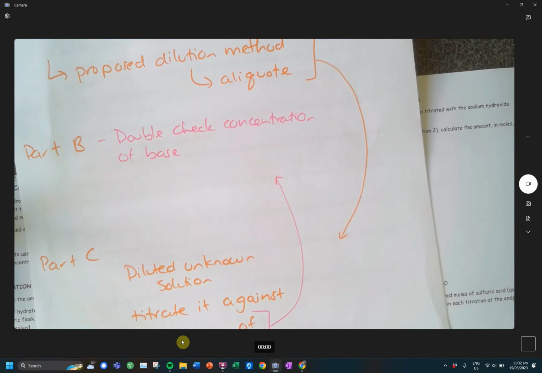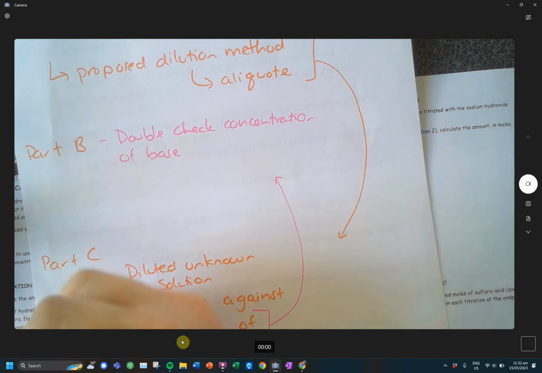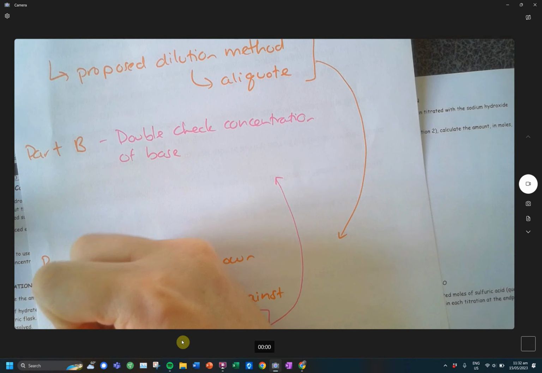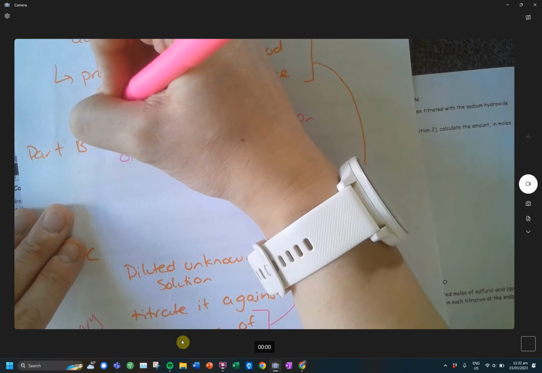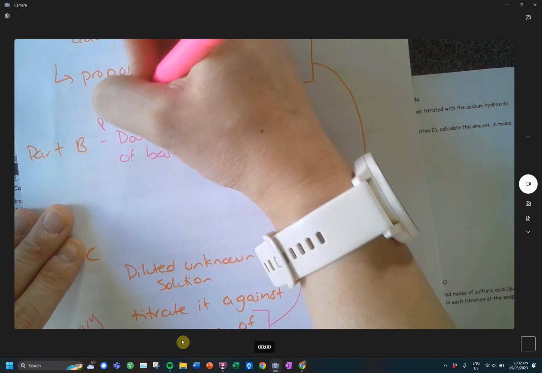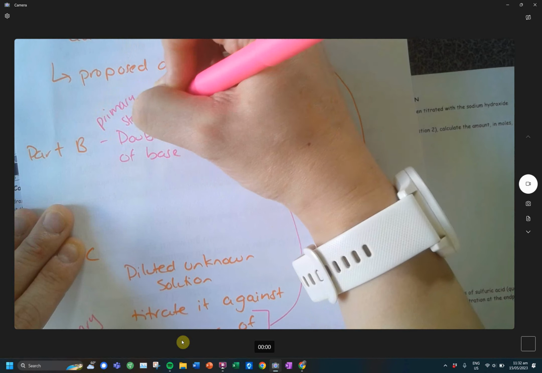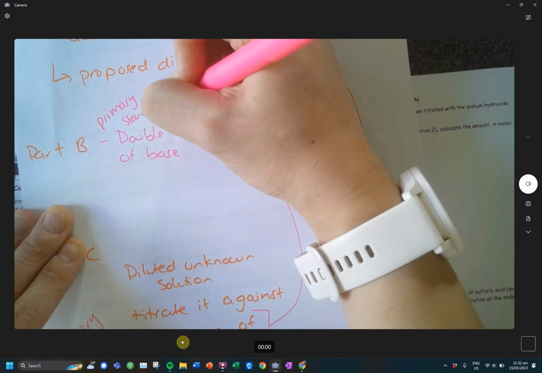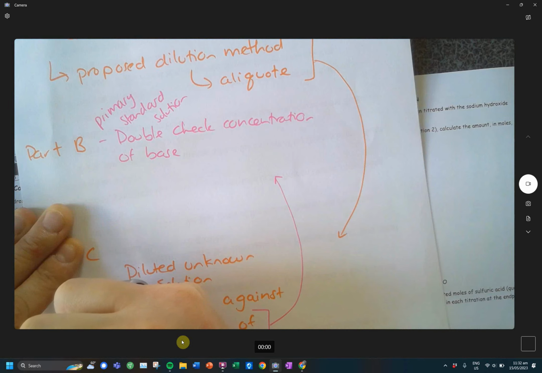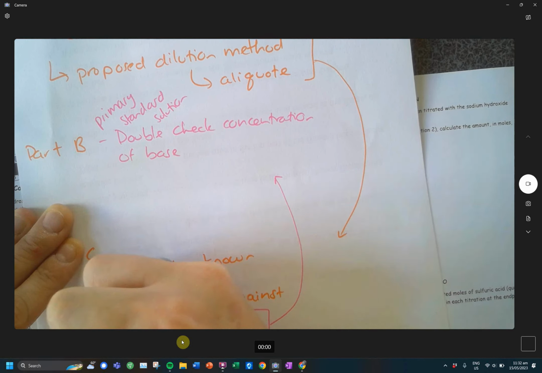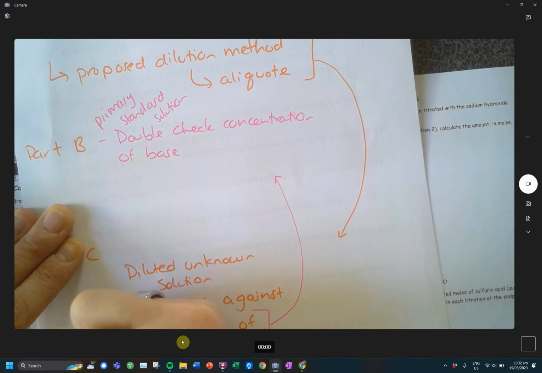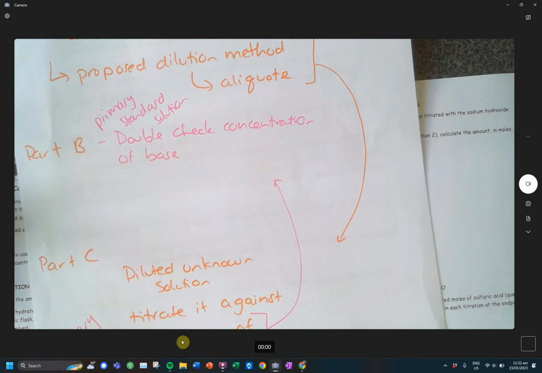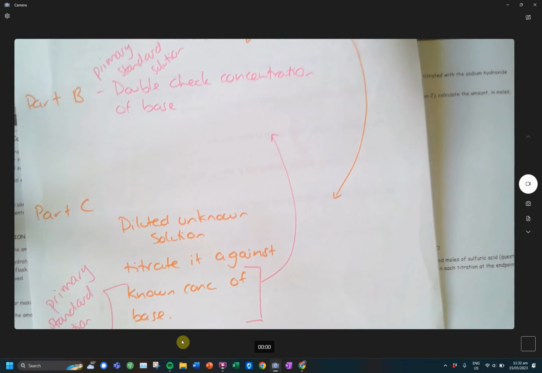We will often call this solution here that you're using and that you're double checking in part B your primary standard solution. So just keep that in mind.